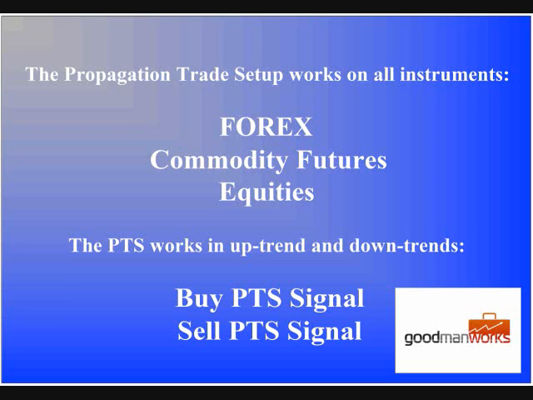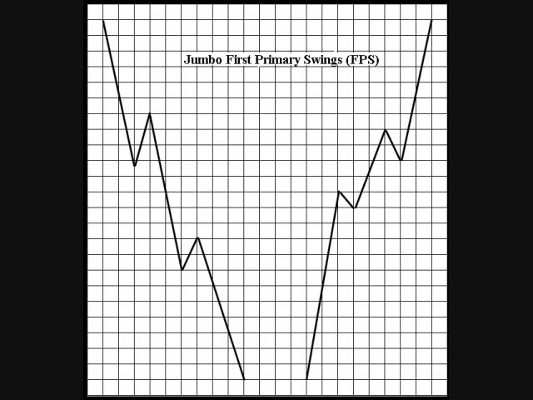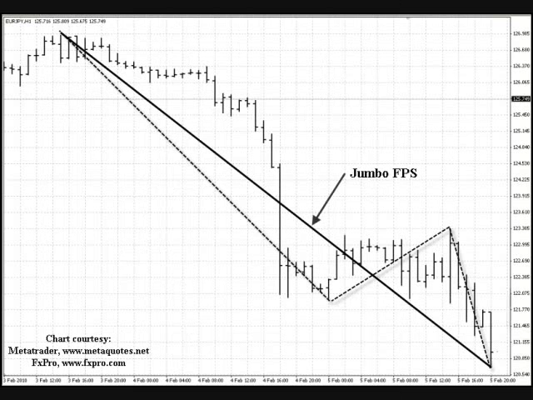Stage 1. Locate a relatively long price swing, up or down, with no more than 2 major counter swings. This is the Jumbo First Primary Swing, or Jumbo FPS. For this example, I am using a down jumbo swing from the Euro-Japanese Yen 1-hour chart to generate a buy PTS. An upswing generates a sell PTS. Track the swing until the end point, EP, stops changing and prices stop falling.